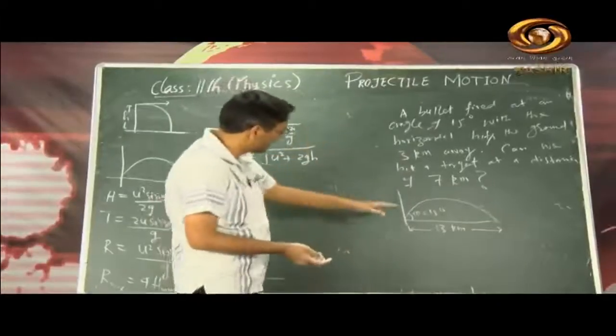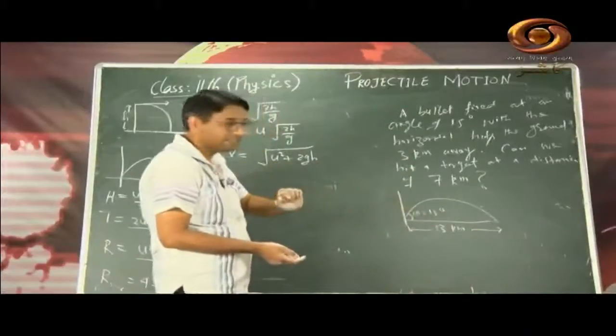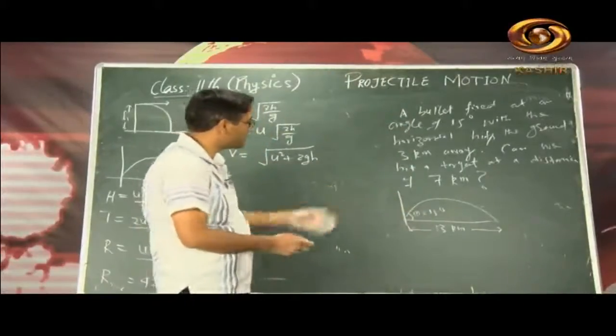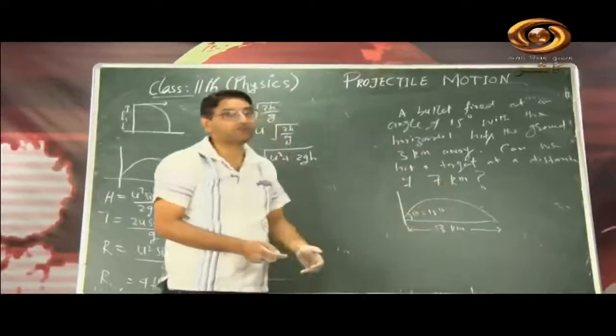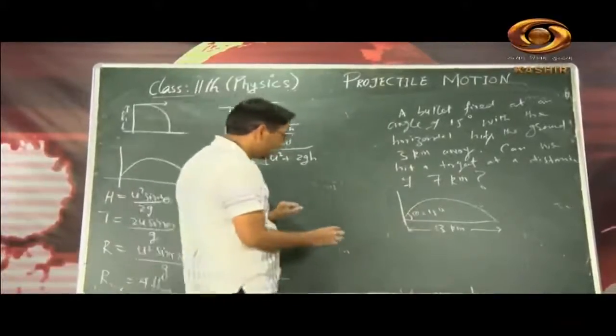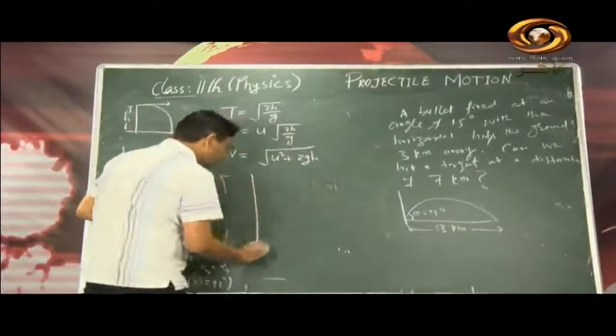If this projectile has been fired at this angle of 15 degree, it has a range of 3 kilometers. Can we hit the target which is at 7 kilometers? I mean, if we change the angle, how far can we go at maximum? So let us do one thing. We have this formula for range, R is equal to u square sin 2 theta by g. So here I can do like this.